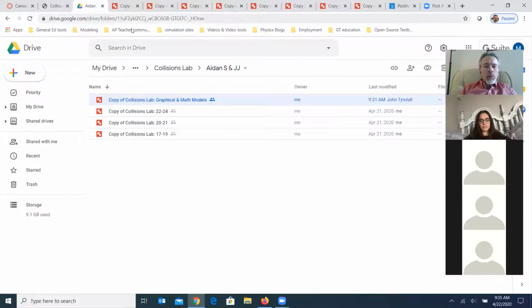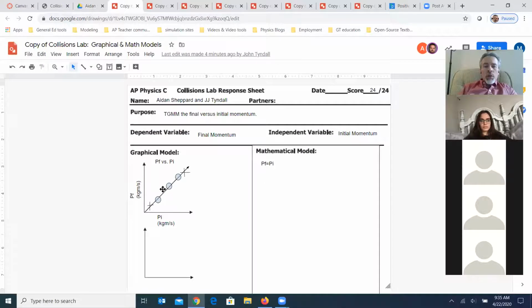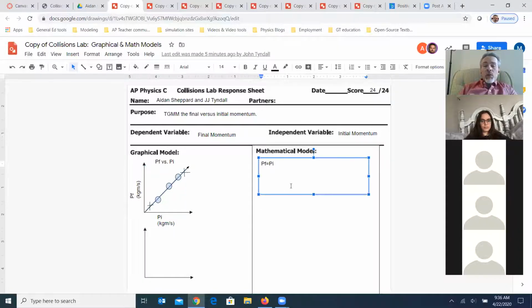Actually, I could just pick any one of these. So we all agree on the graphical relationship. Make sure it looks like this, with the units, the title, the slope indicators, the point protectors. The title should be PF versus PI, and the mathematical model is that PF equals PI.